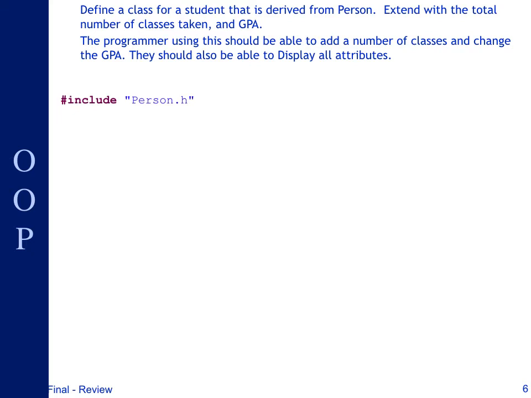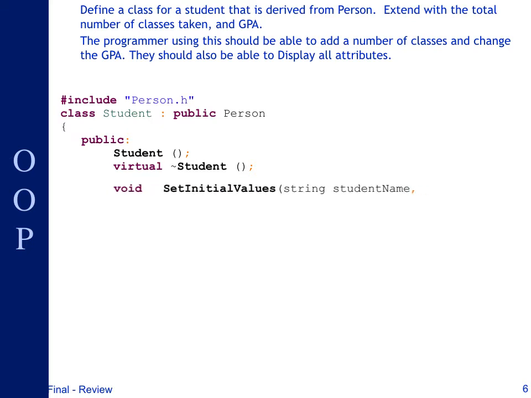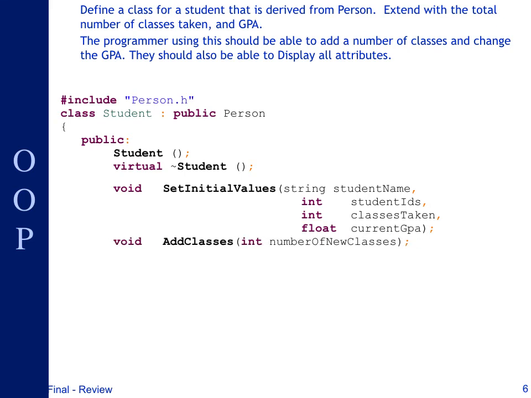So we're going to include the person.h, which was the original person class that was created. So here class is student, colon, then we define the type of access, we made a public person. So we derive from person. So here we have constructor, destructor, virtual destructor, because we have a virtual method here. Then set initial value. Now we have all the four attributes. We have capability to add class that was requested, and then change the GPA also requested.